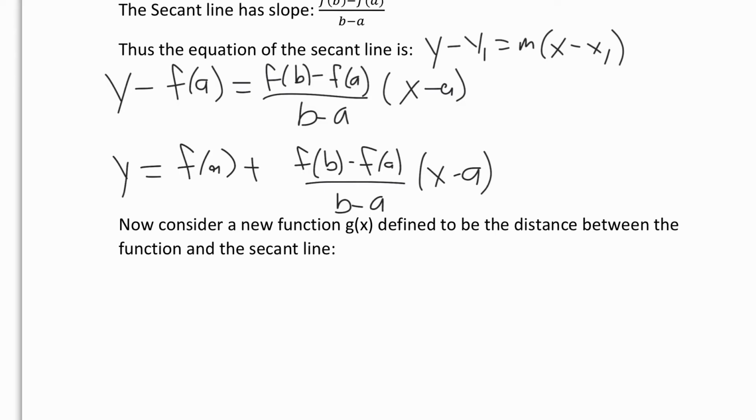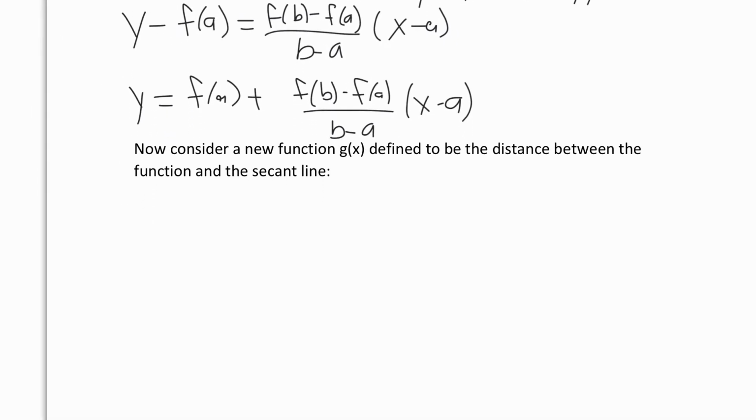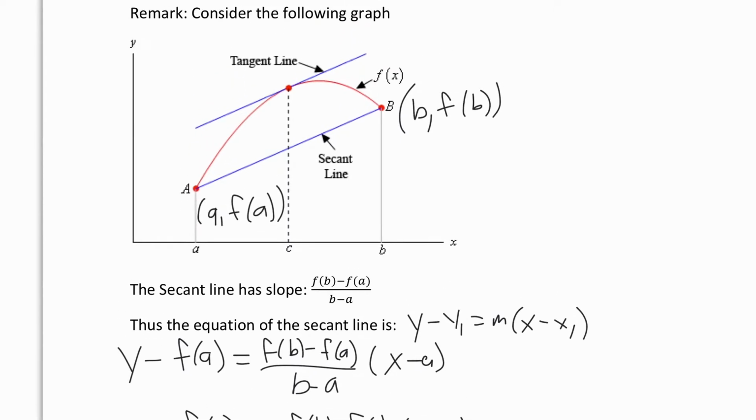Now, we're going to look at another function, though. We're going to consider a function g of x, which is going to be defined to be the distance between the function and the secant line. What I mean by that is if we look back over here, we have the secant line and we have the overall function. And what I want to do is measure this vertical distance between the function and its secant line. I want to measure how different they are. What's the gap between the function and the secant line?